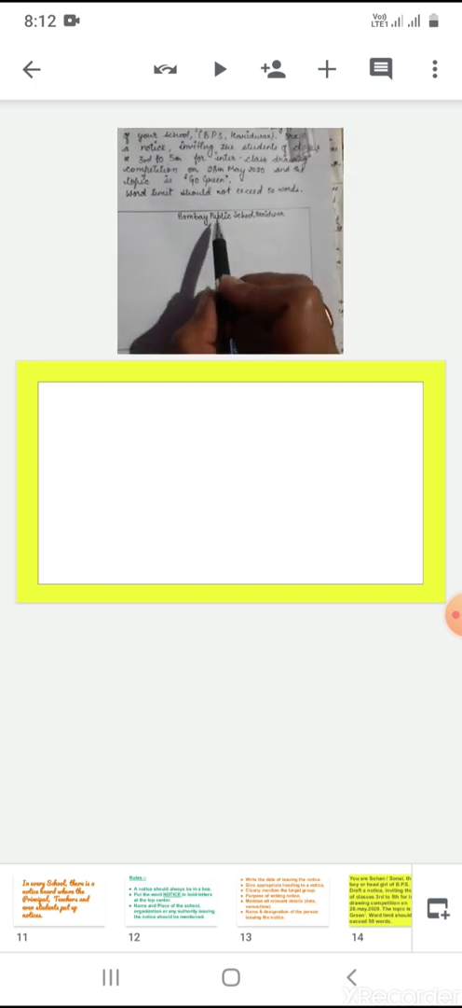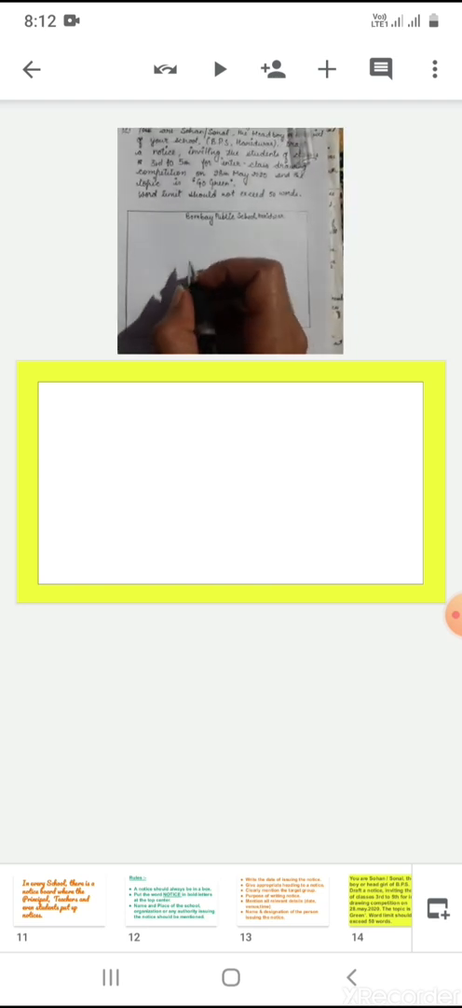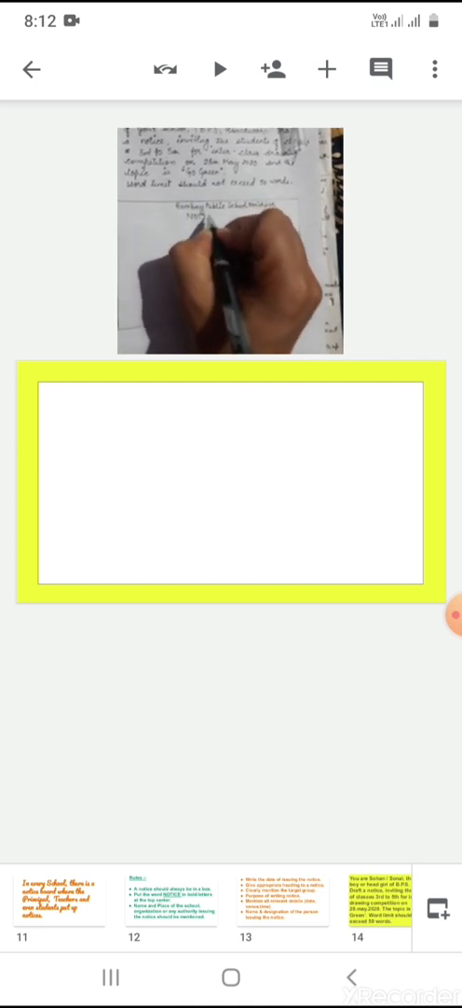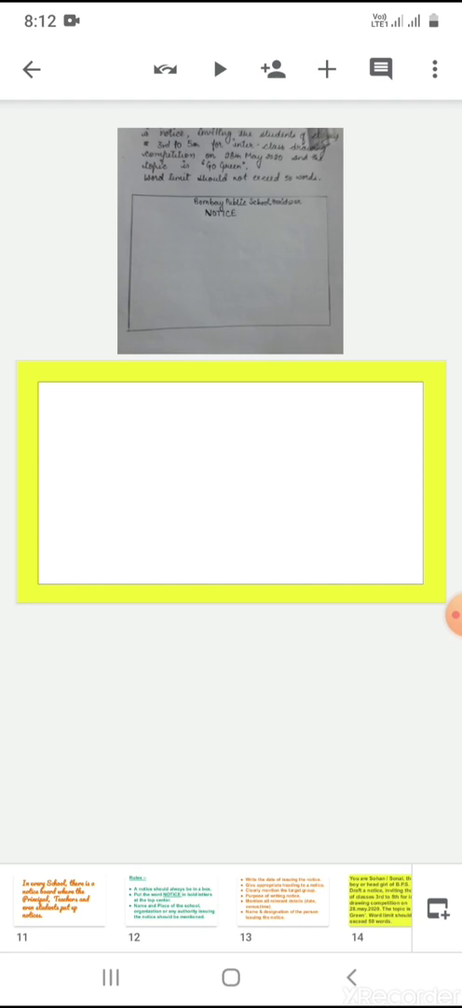Alright, what we have to write? Bombay Public School, Haridwar. Come on, write down. And in the center, you have to write down notice. Come on, write down.